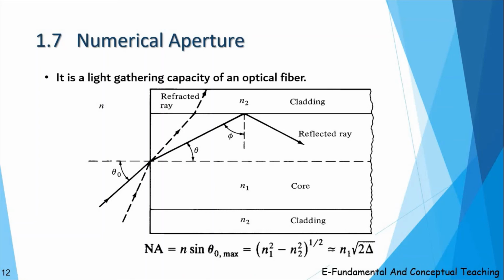Numerical aperture is also given by square root of n1 square minus n2 square, where n1 is refractive index of a core layer and n2 is a refractive index of a cladding layer. Numerical aperture can be also calculated as n1 square root of 2 delta, where delta is the relative refractive index difference between core and cladding layer, and it is given by delta is equals to n1 minus n2 upon n1.